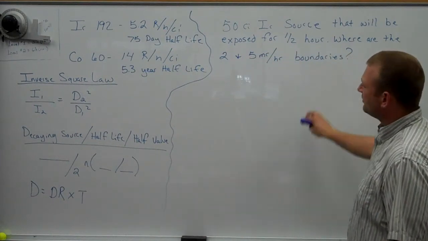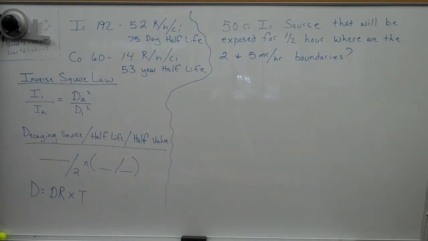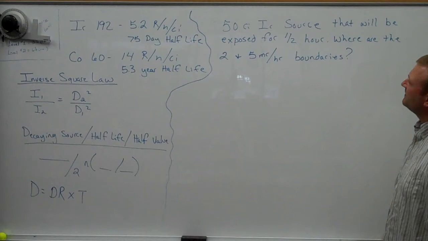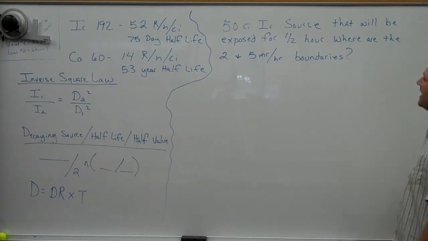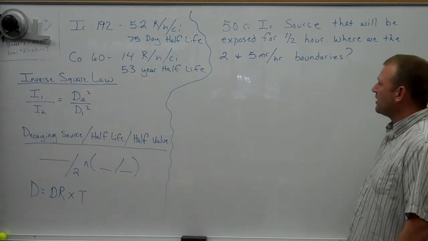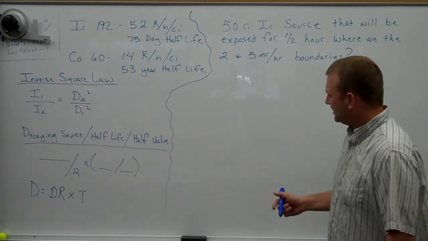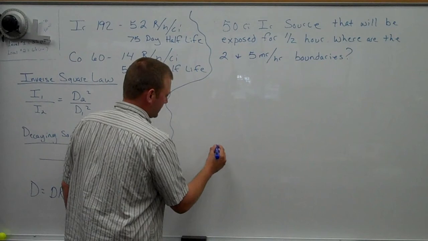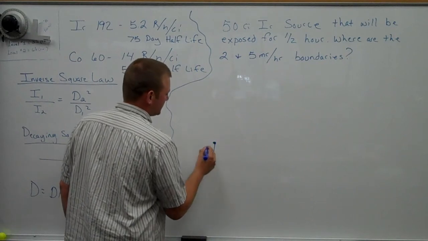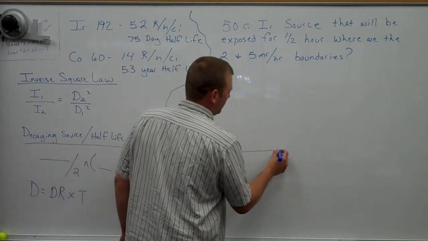So, let's jump over here to the right-hand side. Like I said, this is problem number 1 out of your week 3 information. So we're going to say 50 curies of iridium. We have it exposed for half an hour. Where are the 2 and 5 MR per hour boundaries? Okay? So just for fun here, let's just say this. First time you actually get a little picture. It's not going to be the prettiest, but it'll work.